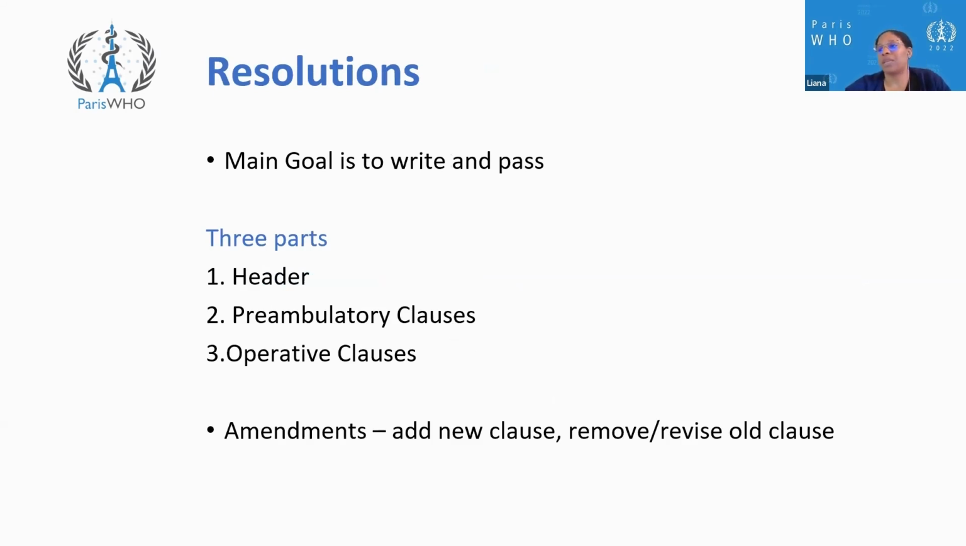So the resolution is the main goal of this simulation. The main goal is to write the resolution and to have it pass. And as I mentioned before, you must have the approval of the NGO who is in the room with you to have their resolution passed. The resolution consists of 3 parts. There is a header, there's a preambulatory clauses, and operative clauses. You can also make amendments to resolutions. So if you have approached an NGO and they are not satisfied with what you've written, they can ask for an amendment or a new clause or removal of an old clause, and then you would make an amendment to the resolution that you've written.